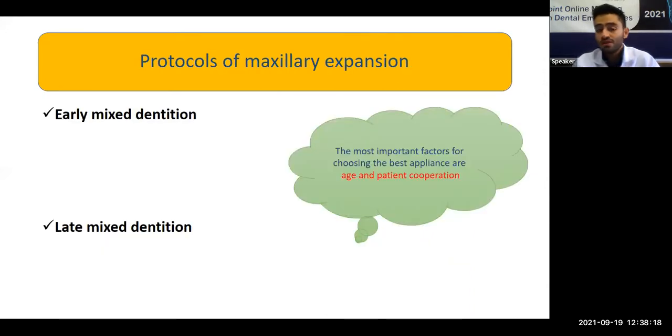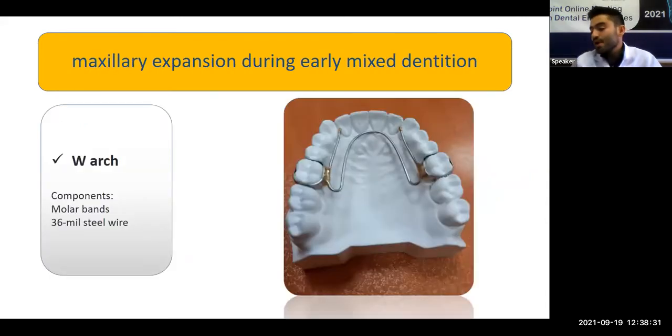What is the protocol of maxillary expansion in these cases? The most important factors for choosing the best appliance are age and patient cooperation. We divide the patients into two main groups, early mixed dentition and late mixed dentition. Maxillary expansion in early mixed dentition is achieved with different orthodontic appliances.